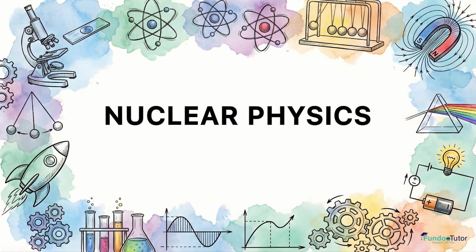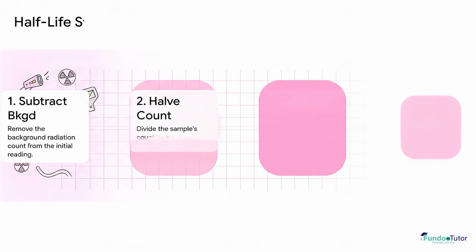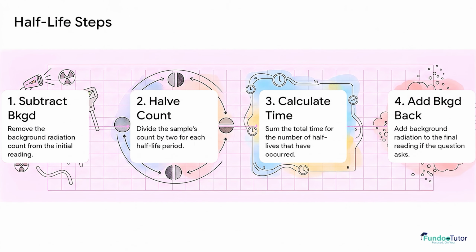Okay, time to zoom in to the atomic world with Section 5, Nuclear Physics. Now, this topic has fewer formulas, but it requires a very specific calculation method that you need to follow every single time. This slide breaks down the 4-step process for every single half-life calculation. You have to follow this every time, okay?